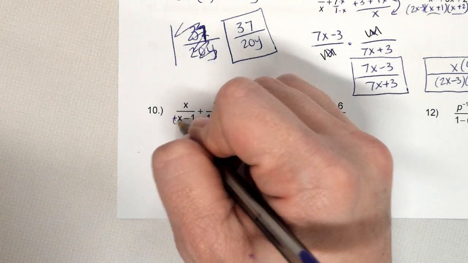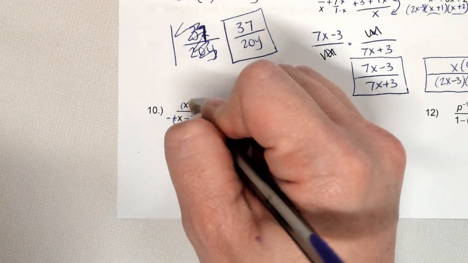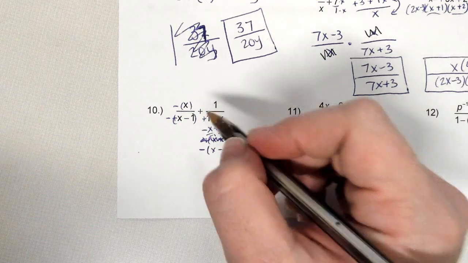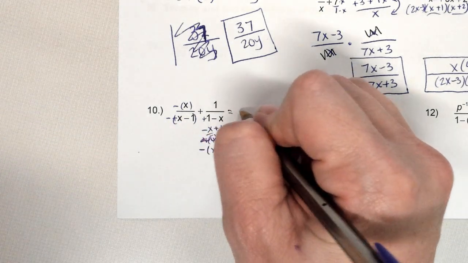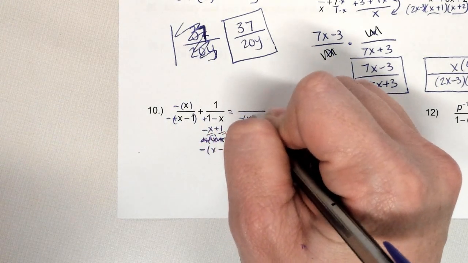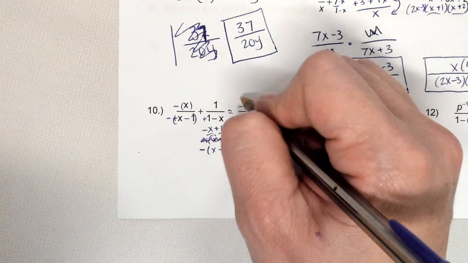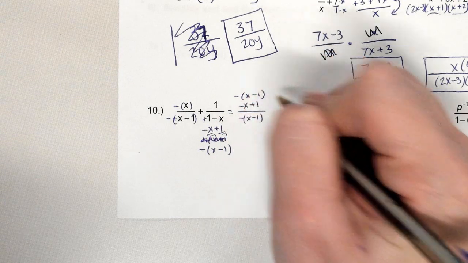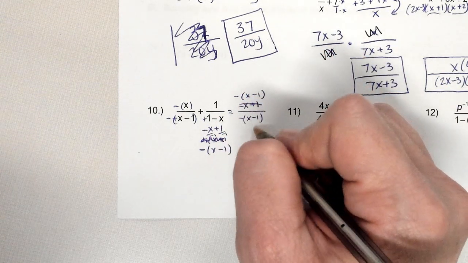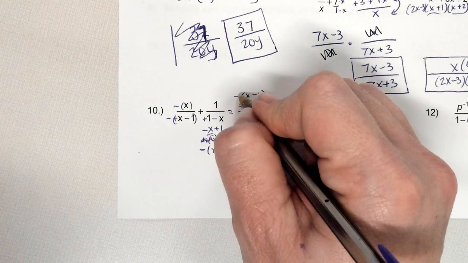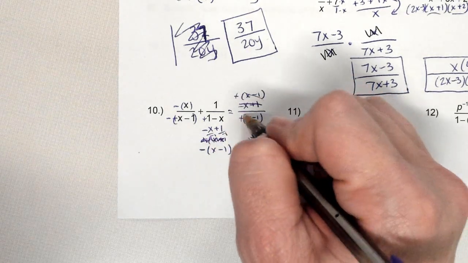So to make these match, I have to put a negative in the front, top and bottom. Two negatives make a positive, so it's still positive. And I have negative x plus 1. Well, again, I could take that out, and I have the same thing divided by the same thing. Well, anything divided by itself is 1, because the double negative makes a positive, and those cancel.